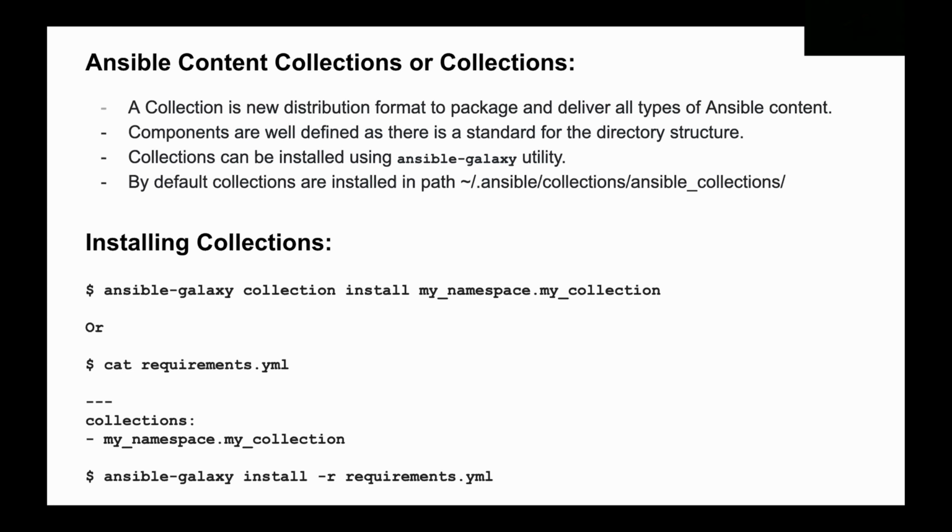The components are well defined as there is a standard for the directory structure. It can be imported using the Ansible Galaxy utility tool, and by default all the collections are installed in the .ansible/collections path under the user's home directory. To install, you use the ansible-galaxy command, and when you run ansible-galaxy collection install, it will fetch the collection from the Galaxy server. If you are planning to install more than 10 collections, you can put all the collection names in a requirements.yaml file and then just run ansible-galaxy install -r requirements.yaml.